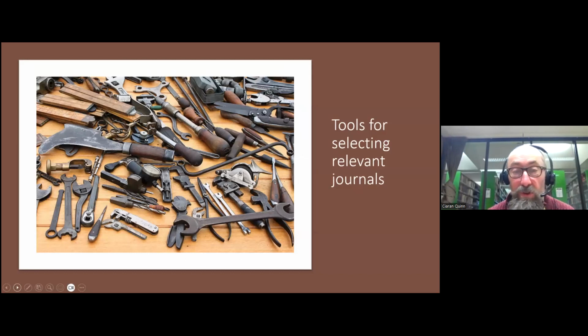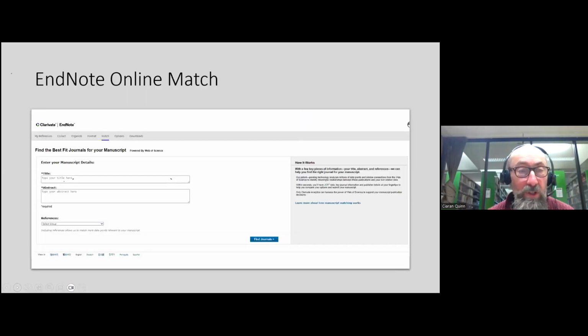Just to mention a few tools as well. You'll see these popping up in a lot of journals. So EndNote Online has a matching tool. And the idea of all these is you put in a bit of detail, your title or your abstract, and they'll suggest journals to publish in.